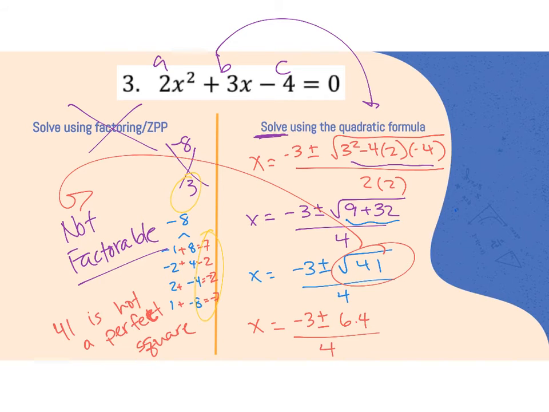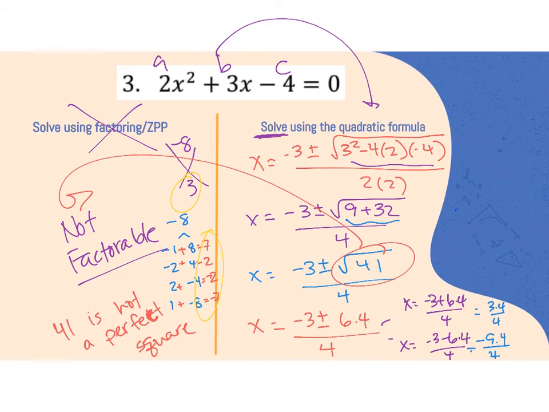So now I'm going to keep going. I'm going to carry on. I'm going to split this apart. I've got x equals -3 plus 6.4 over 4, and x equals -3 minus 6.4 over 4. So then that gives me 3.4 over 4 and -9.4 over 4.